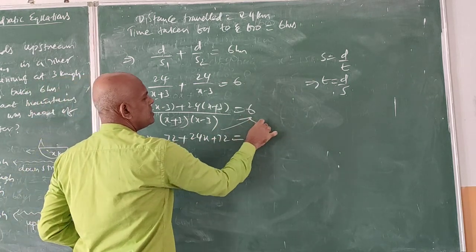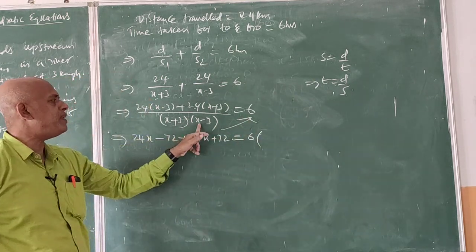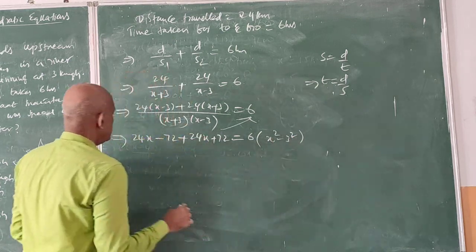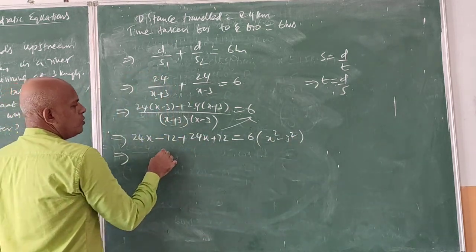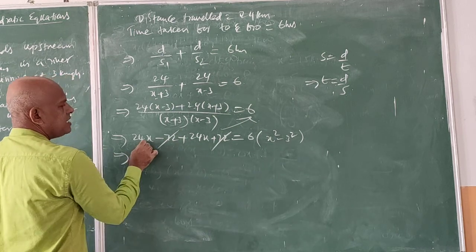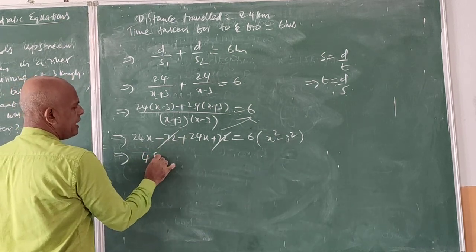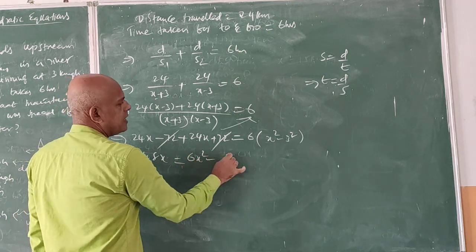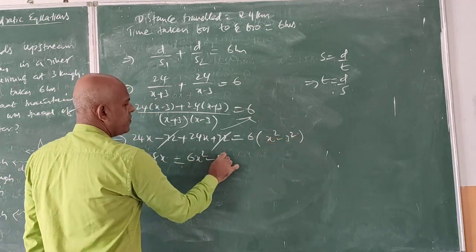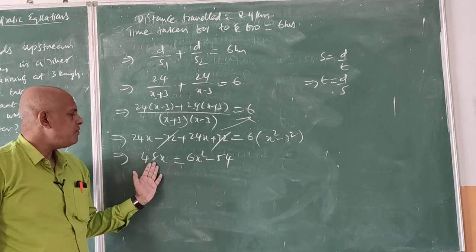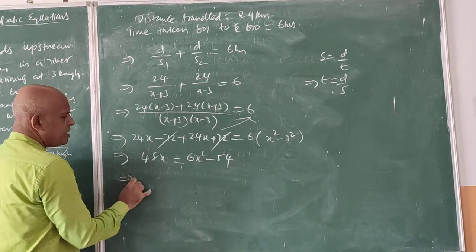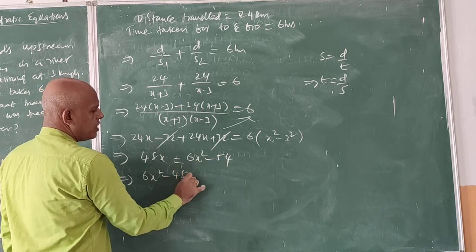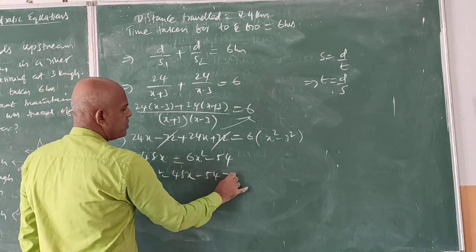When coming to this here, it is multiplication: a plus b into a minus b is a square minus b square, so x square minus 3 square. So here what happens? Minus 72 plus 72 gets cancelled. 24 plus 24, 48x is equal to 6 into x square, 6x square, minus 54, since 3 square is 9, and 9 sixes are 54. So taking 48x to that side, we get 6x square minus 48x minus 54 is equal to 0.